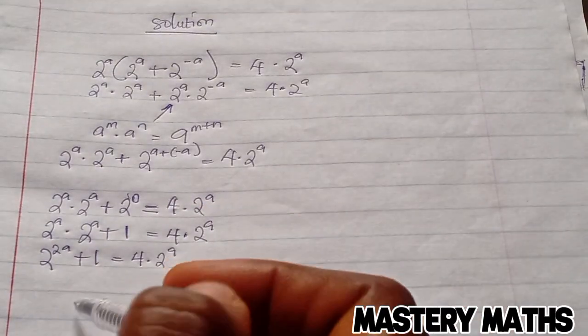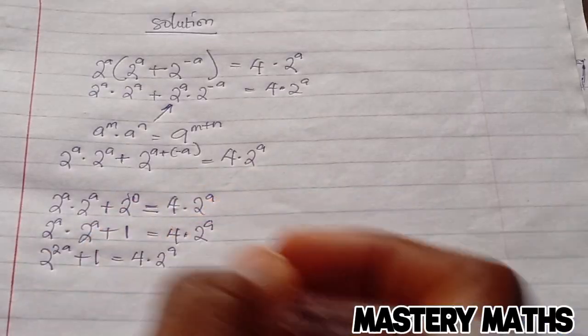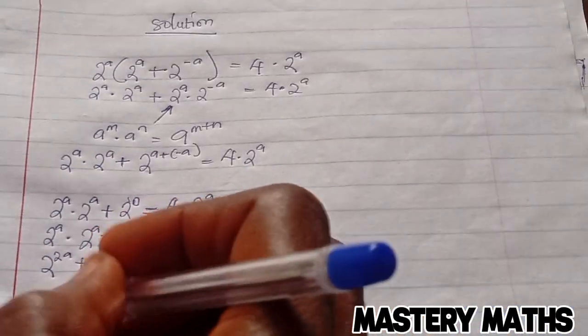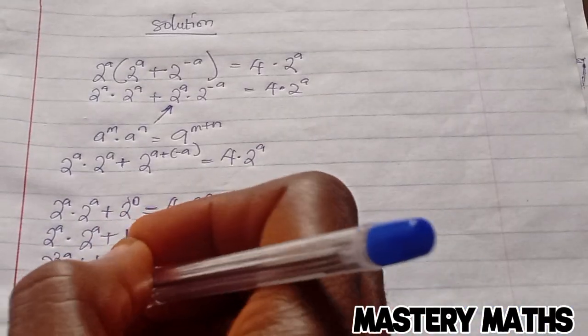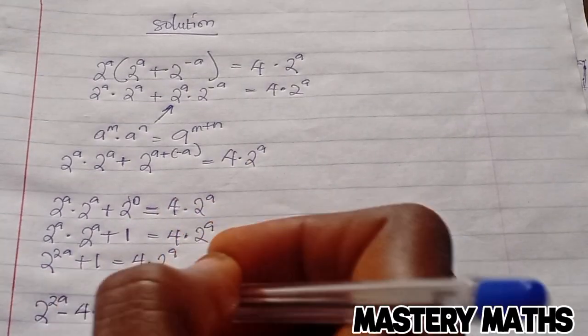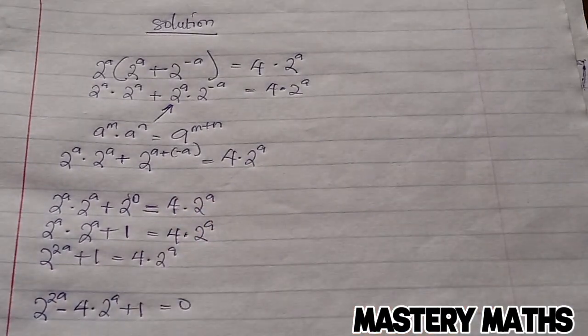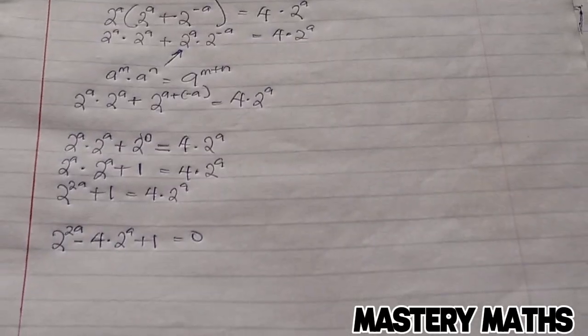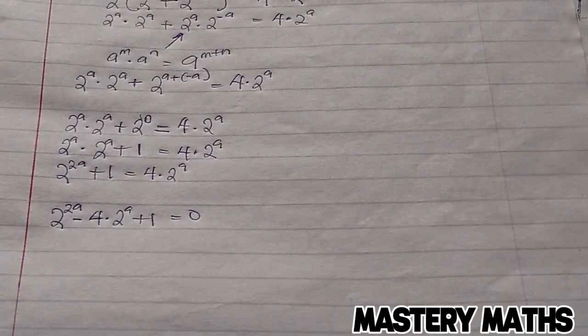So we'll bring this inside. When we bring it inside, it becomes 2 raised to the power of 2a minus 4 times 2 raised to the power of a plus 1 equal to 0. Now we've brought it inside. Now what should we do next?